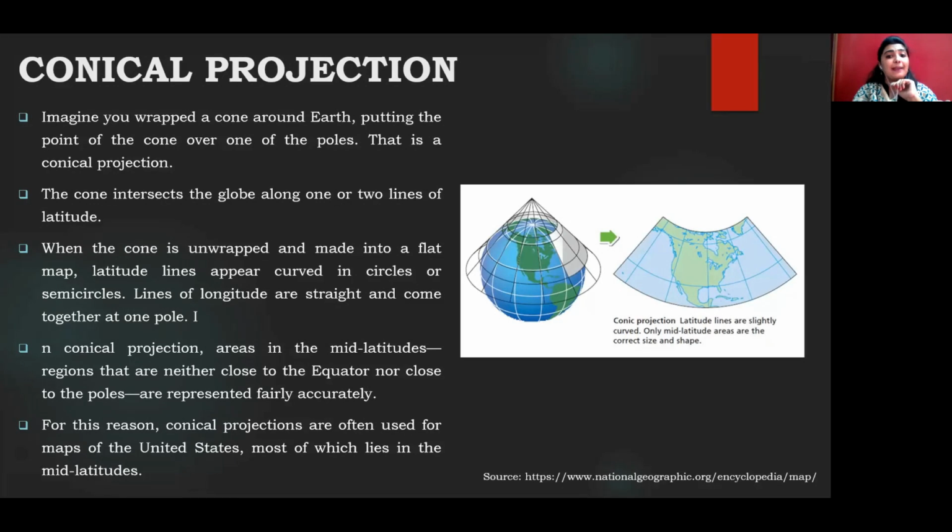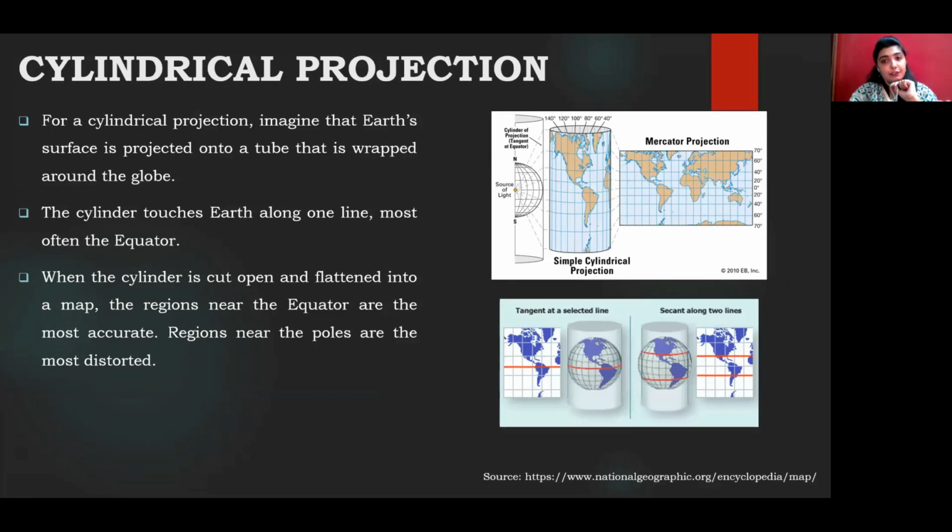Conical projections are best when it comes to depicting areas of the mid-latitude regions, which are neither close to the equator nor close to the poles. For this reason, conical projections are often used for maps of the United States, most of which lies in the mid-latitudes. The third kind of projection that comes in is the cylindrical projection.